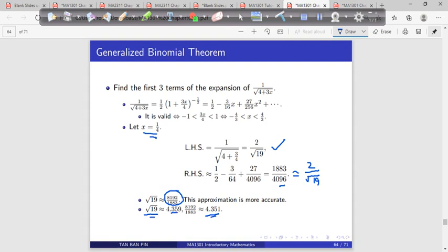So you'll find that the smaller the number you use to approximate terms like square root of 19, square root of 5, square root of 7, the smaller the number you choose, the more accurate the approximation you have.